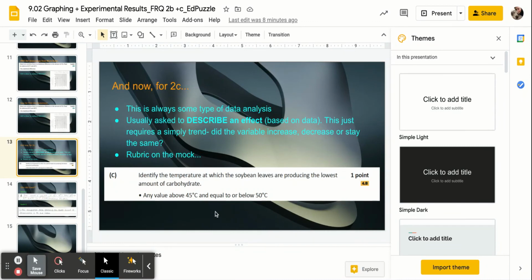On this mock exam, they said identify the temperature at which the soybean leaves are producing the lowest amount of carbohydrate. So in this case, they actually told you to identify the temperature instead of describe an effect, which is actually even easier. So identify the temperature. Well, you could have said 45, you could have said 46, 47, 48, 49, you could have said 49.5, but you had to make sure it was something between 45 and 50. Okay, that was it.